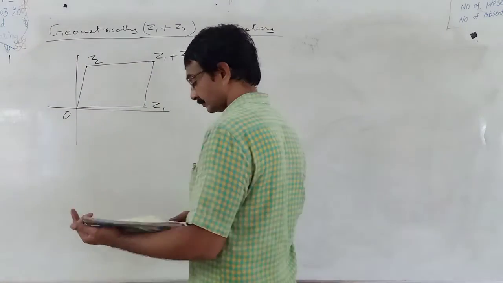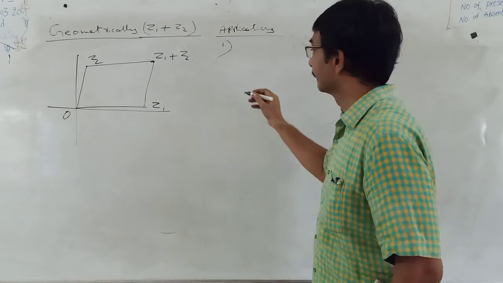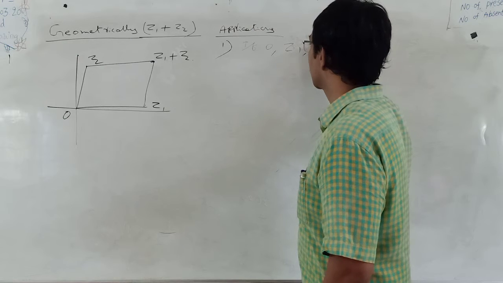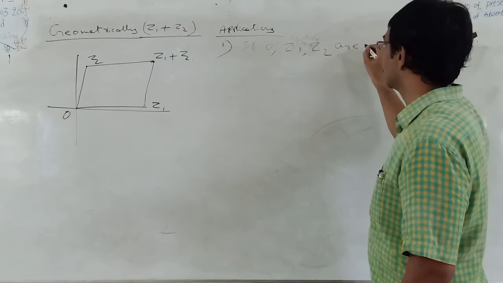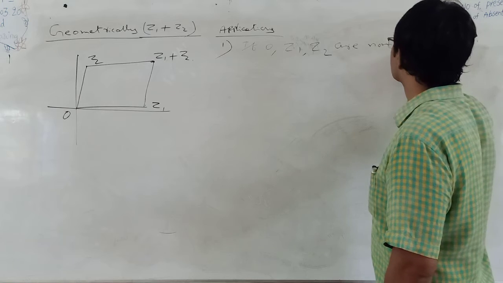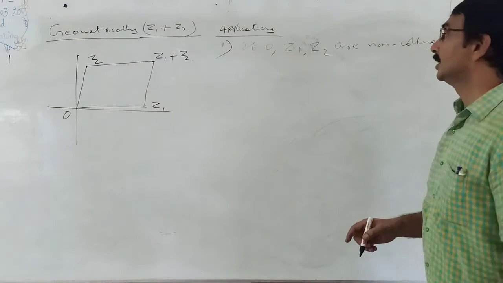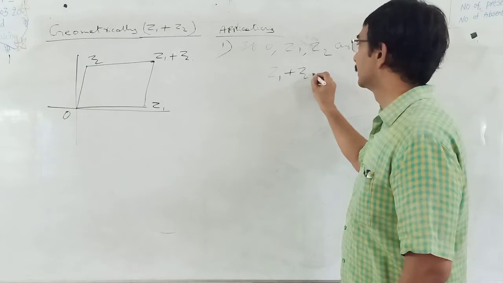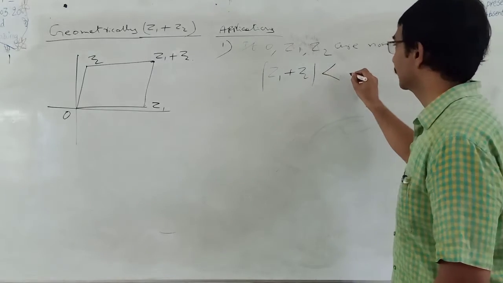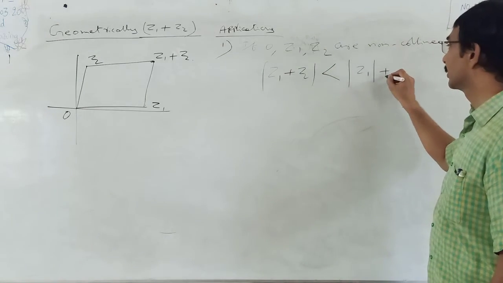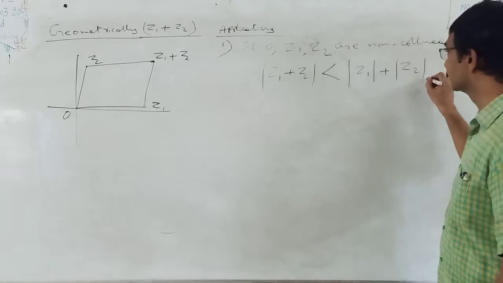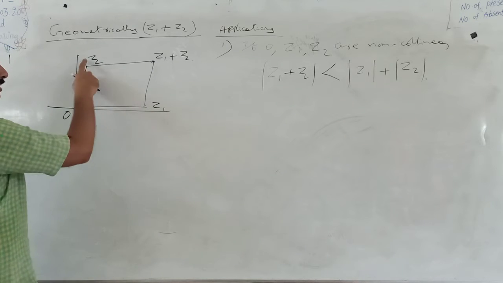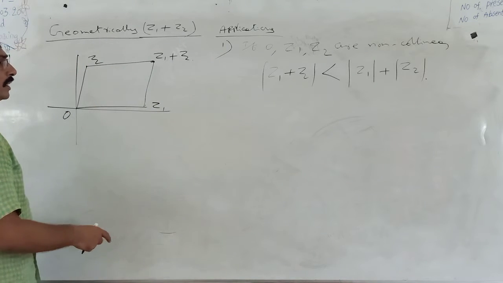First one: see, if origin and the given two complex numbers are non-collinear, then modulus of Z1 plus Z2 is strictly less than mod Z1 plus mod Z2. See the proof of this one. In this diagram, clearly origin, Z1, Z2 are non-collinear. So I am proving that result.